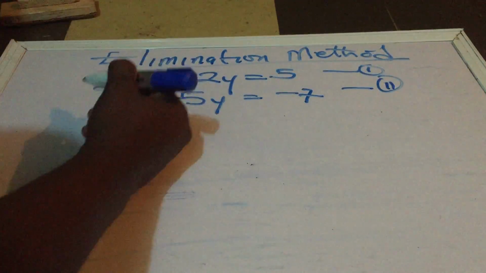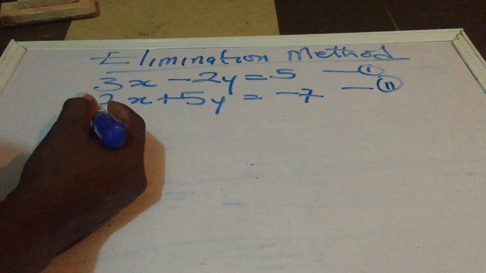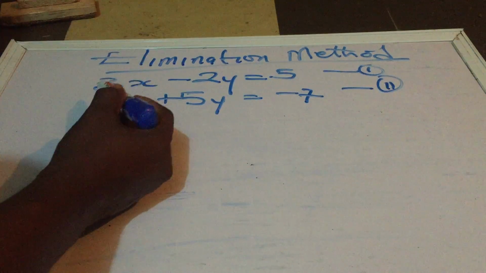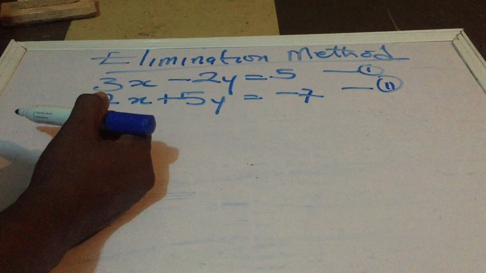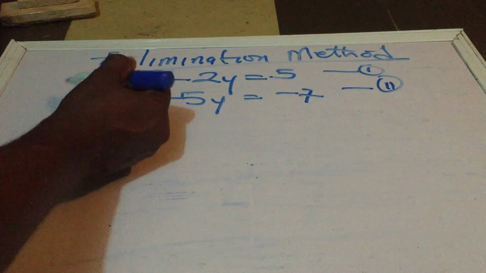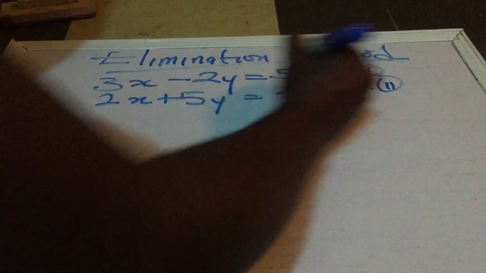Now in the elimination method, we reason, we think. In order for us to eliminate this x, we must make them equal in all aspects so that we can subtract, since so far they are carrying positive. So let's multiply this equation by 2 and multiply this one by 3.